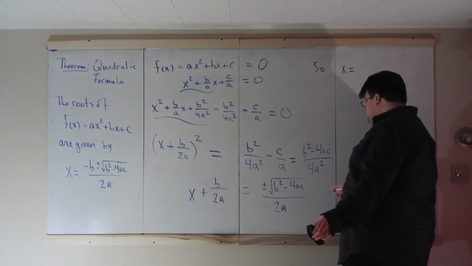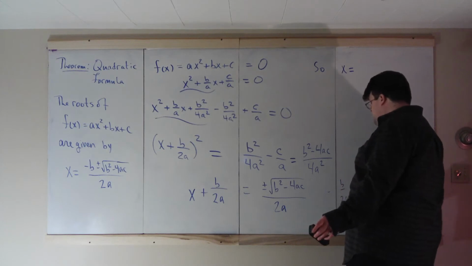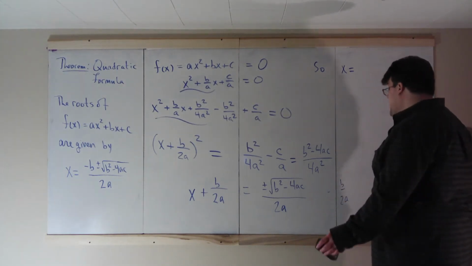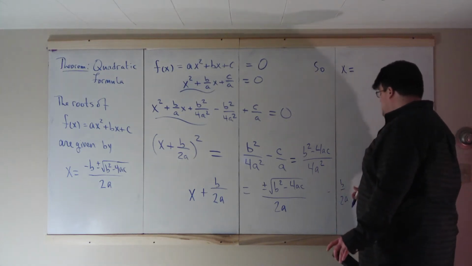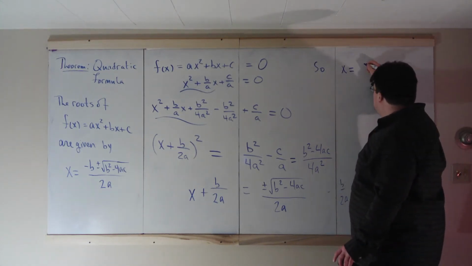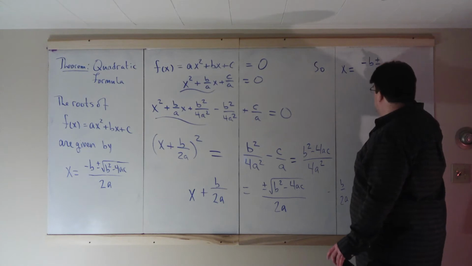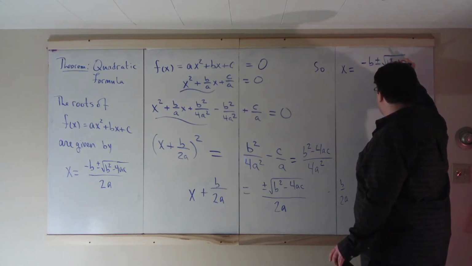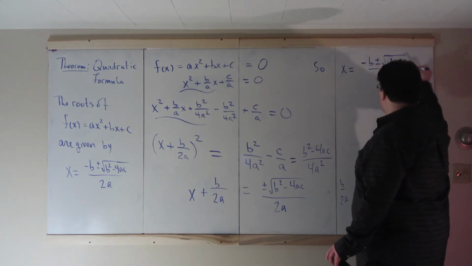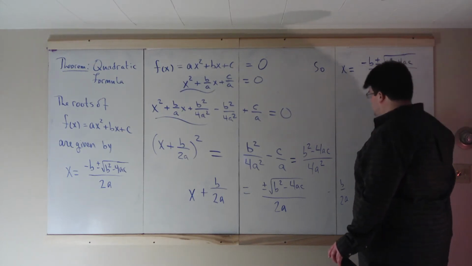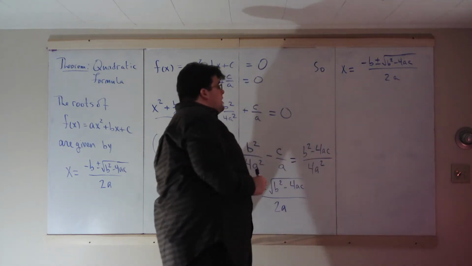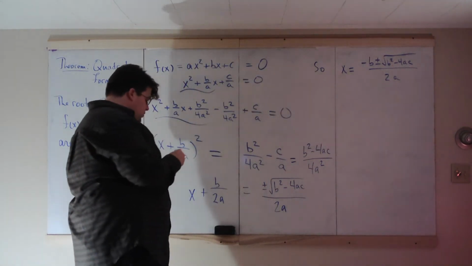Notice if you subtract b over 2a over here, the two fractions both have denominator 2a. So you can combine them as one fraction. So negative b, and it's standard to write the negative b part first. So we solve for x and we get negative b plus or minus the square root of b squared minus 4ac, over 2a.